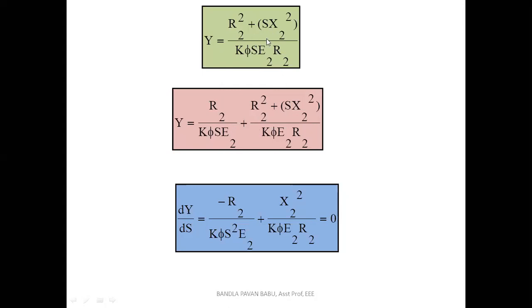So here again it can be reduced as r2 square plus (s x2) whole square. So the same equation we have reduced to this form. R2 square plus (s x2) whole square remains the same. Only the s term is missing here. I hope you can do this easily.